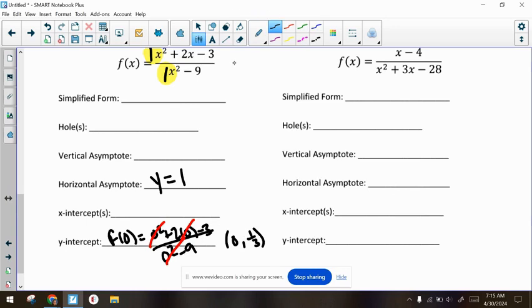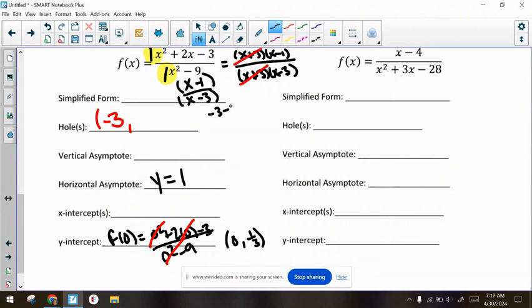For everything else, I need to put this in factored form. So the numerator would be x plus 3, x minus 1. Denominator would be x plus 3, x minus 3. So I know that x plus 3 will cancel, giving me a hole at negative 3, something. So continuing on here, I know the hole is at negative 3, so I want to put this back into the simplified version of the function, which is x minus 1 over x minus 3. So if I put negative 3 in for both of the x's, I've got negative 4 over negative 9, which is just positive 4 over 9.